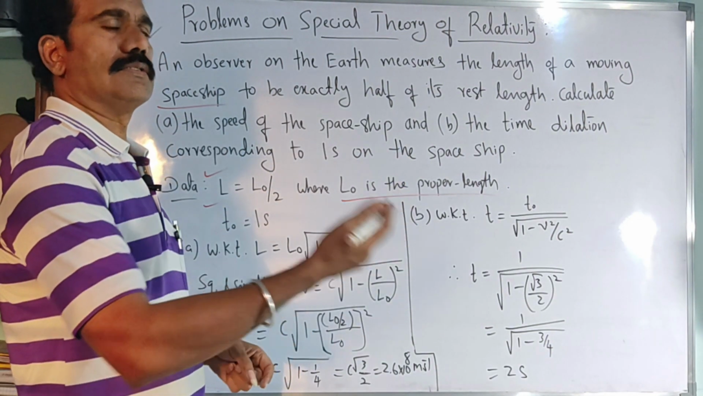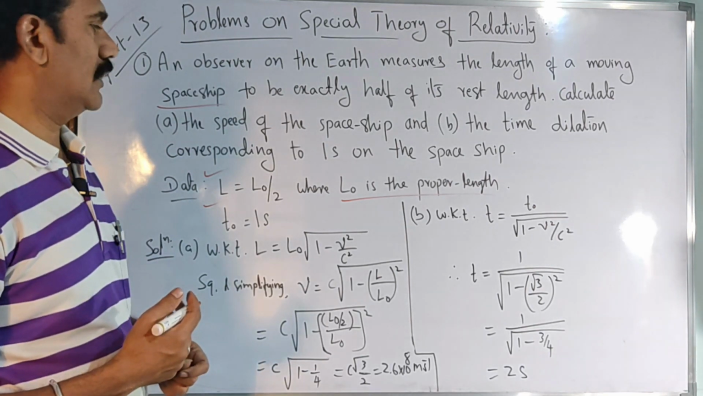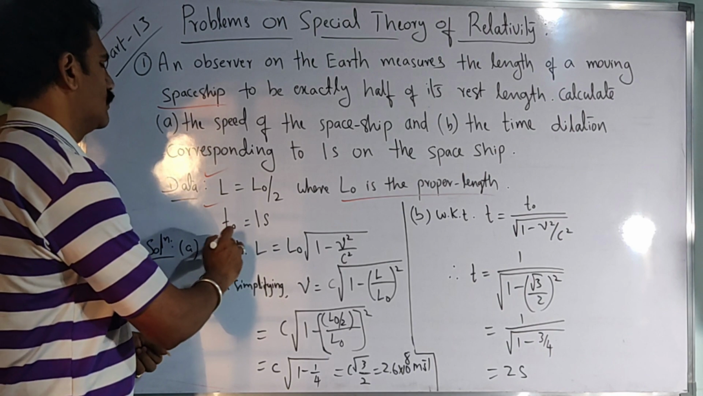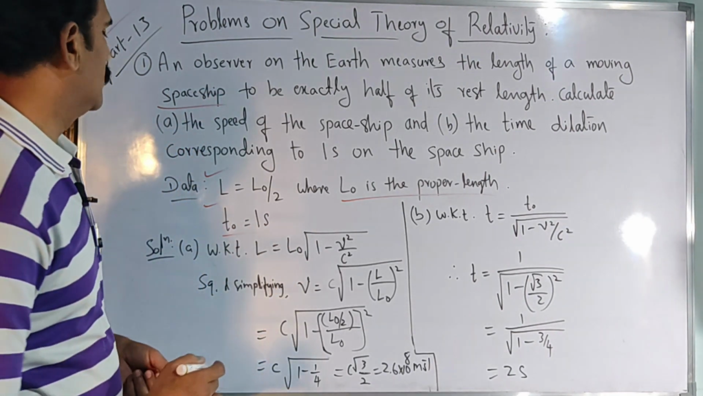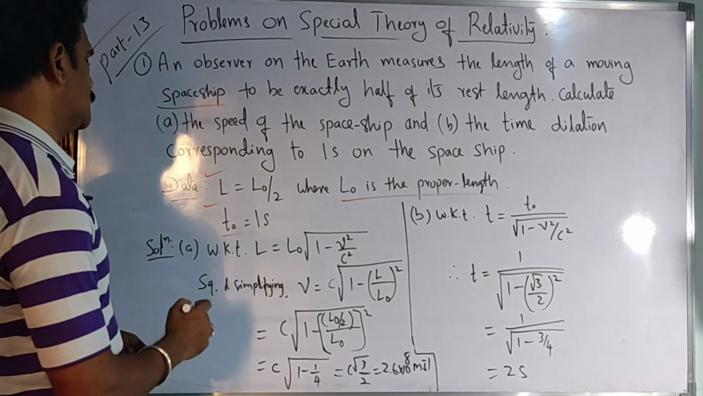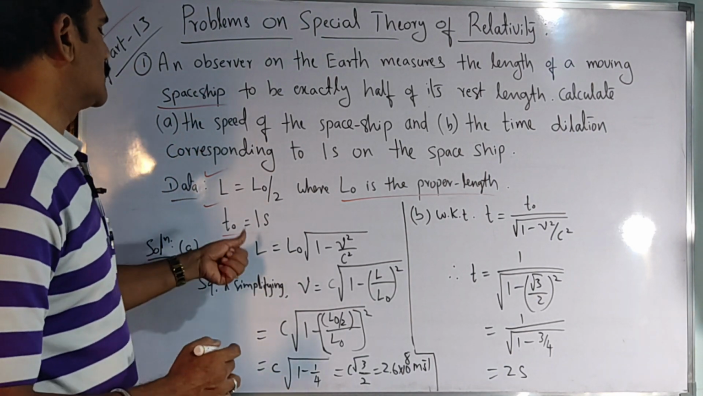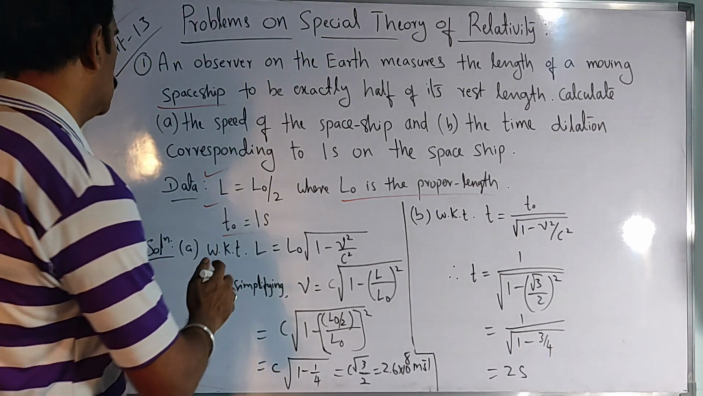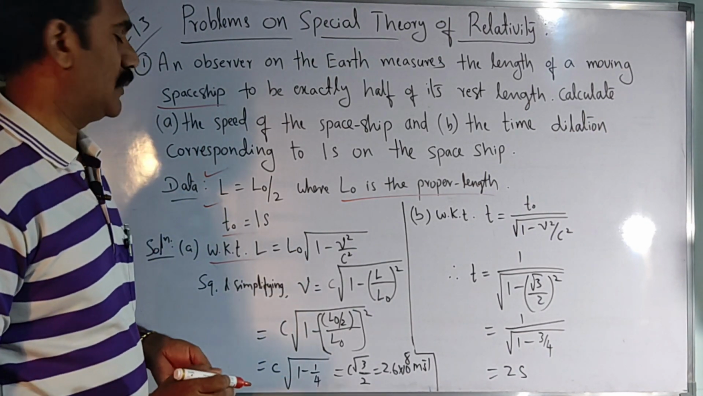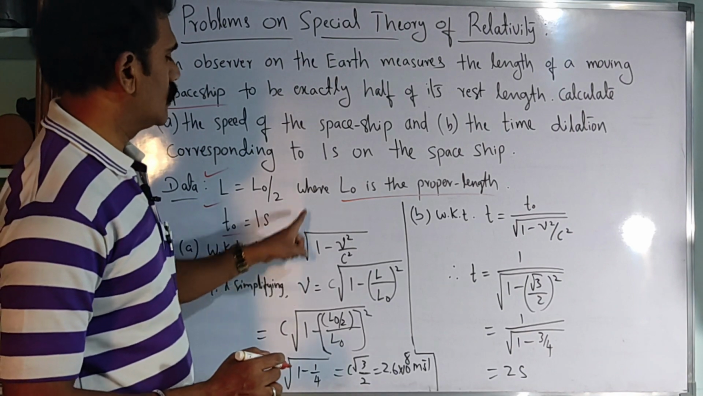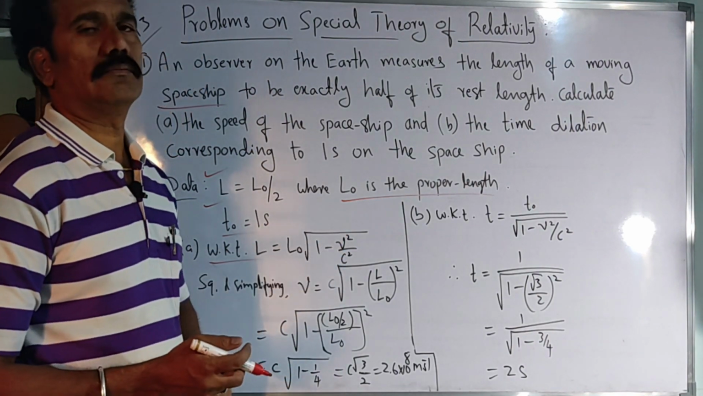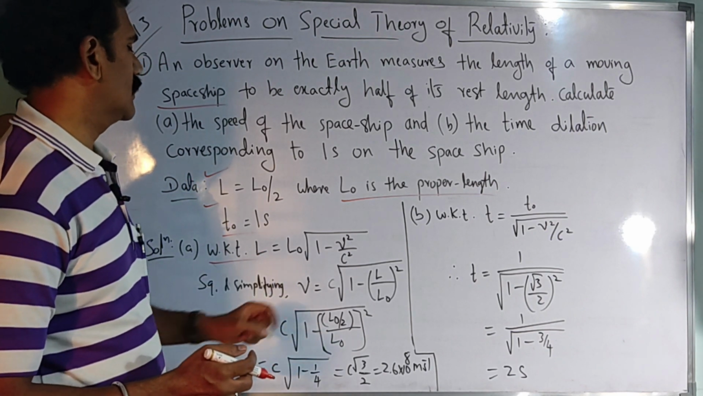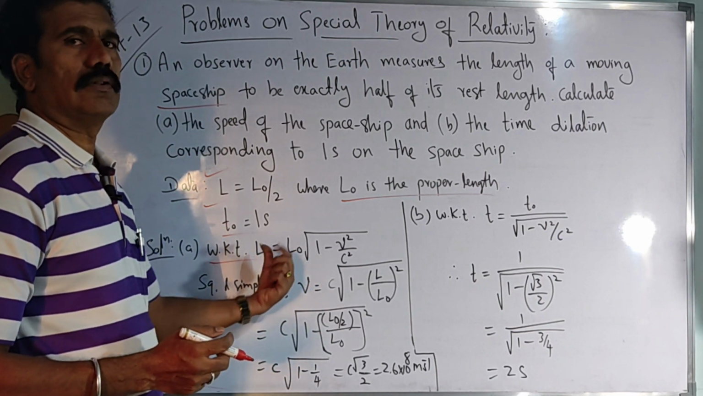In the spaceship, whatever time is measured according to the spaceship observer, T naught is equal to 1 second. Now let us proceed to find first the velocity that reduces the length of the spaceship to half of its value. Consider the known equation for the first part: L is equal to L naught into square root of 1 minus V square by C square, correct? This is the relation between L and L naught. Now we can rearrange this equation for the velocity.